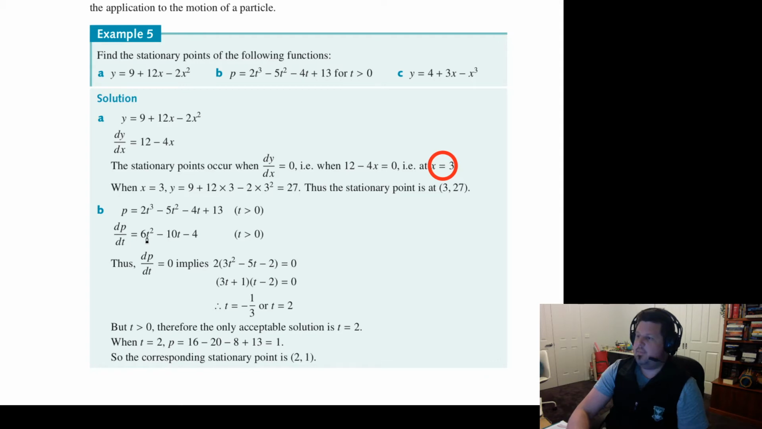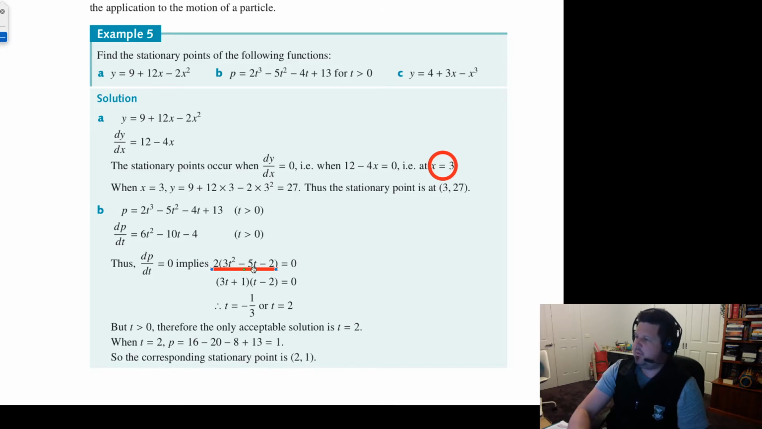Again, to find where the stationary points are, we need to make the derivative equal to 0. So we write out the derivative and make it equal to 0. Again, you can simplify things down. On the left hand side, you could take out a common factor. They've taken out 2 as a common factor out the front, and you're left with 3t squared take away 5t take away 2. That is just the same as the original, with 2 taken as a common factor, and it's equal to 0.